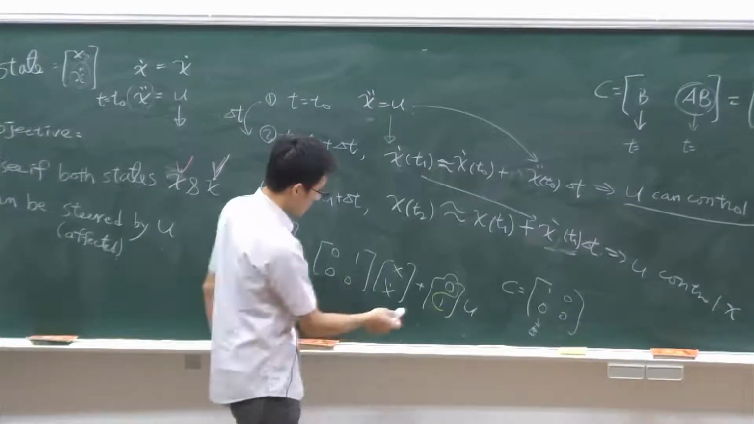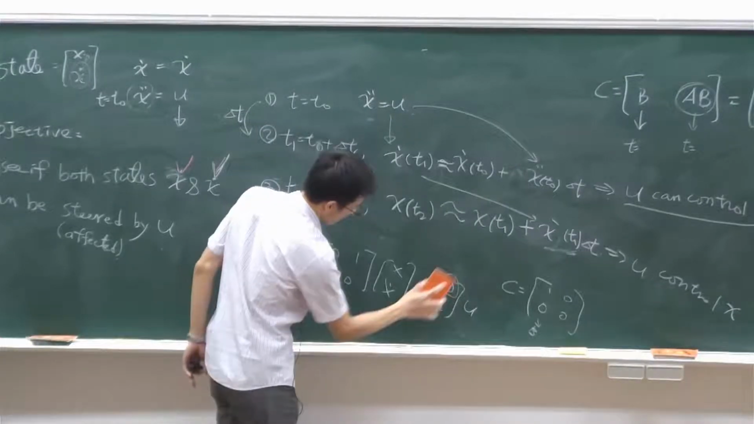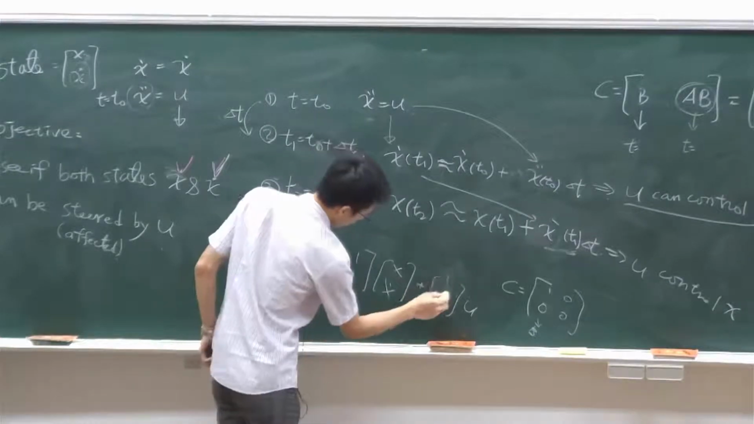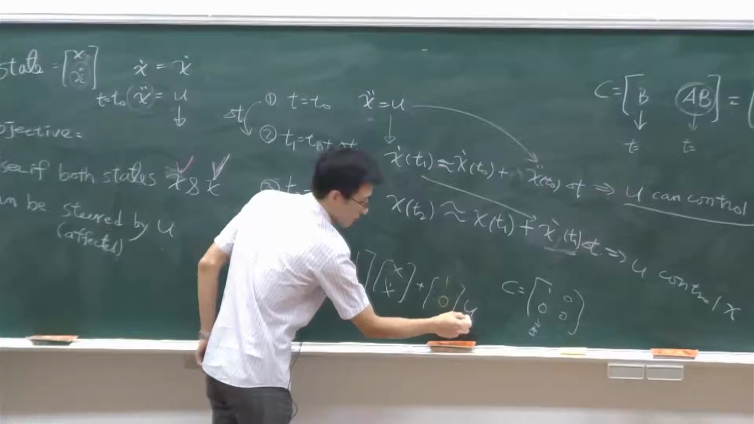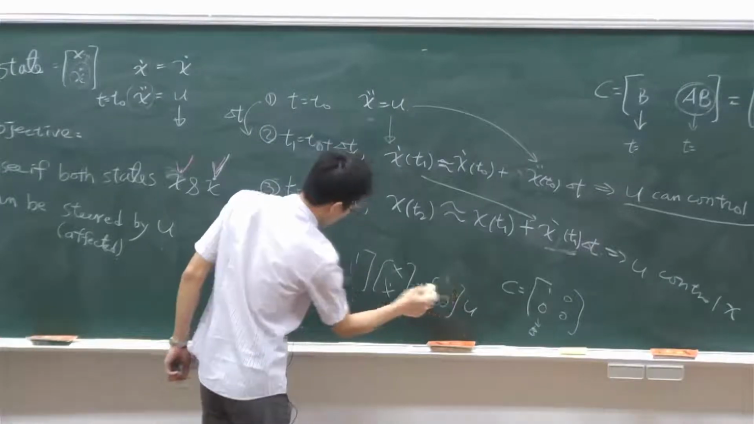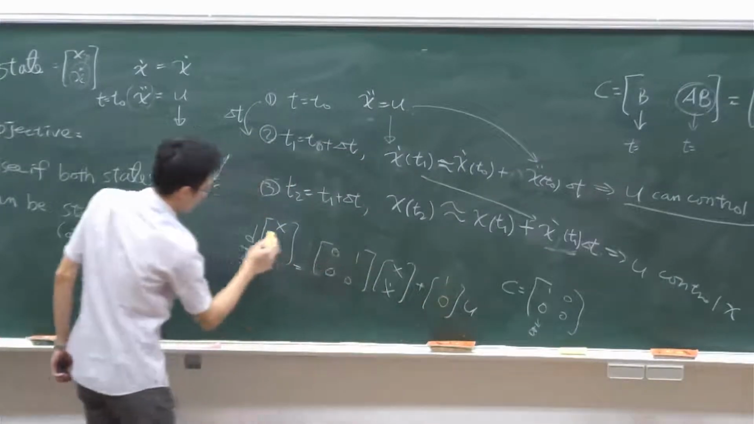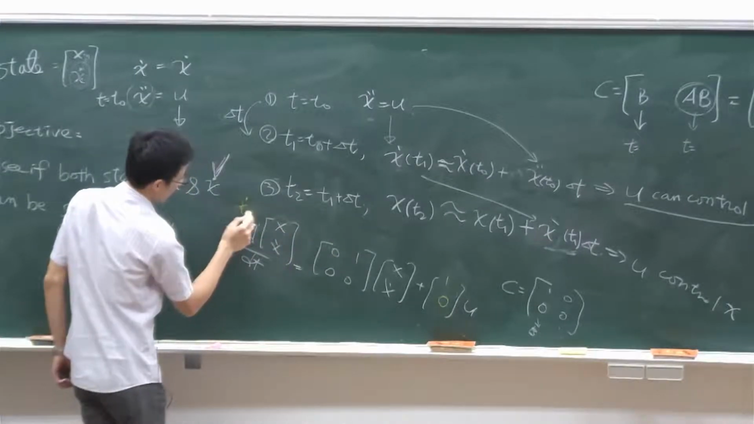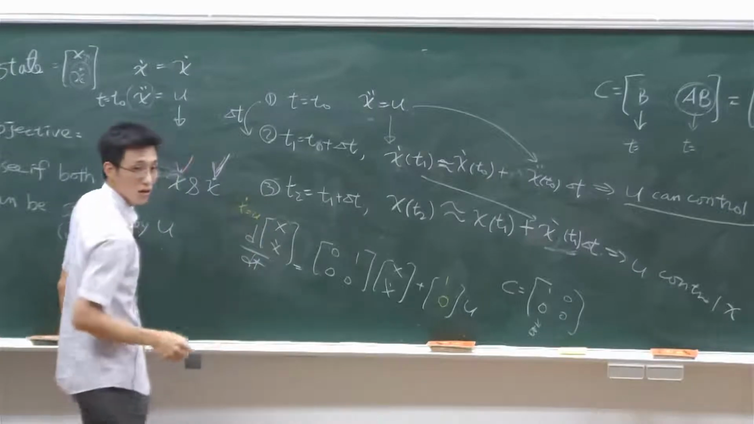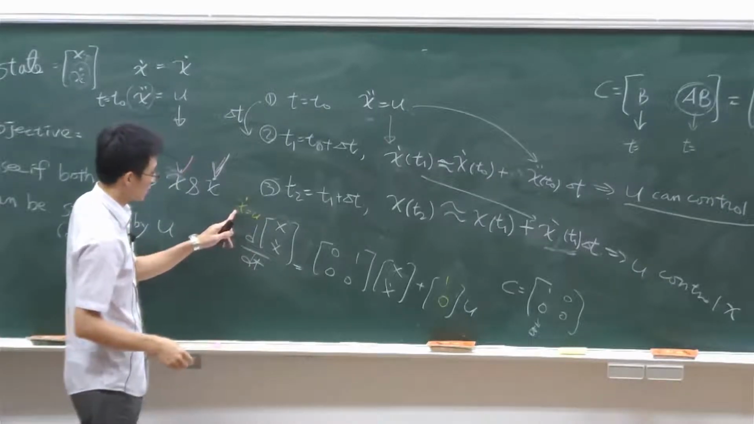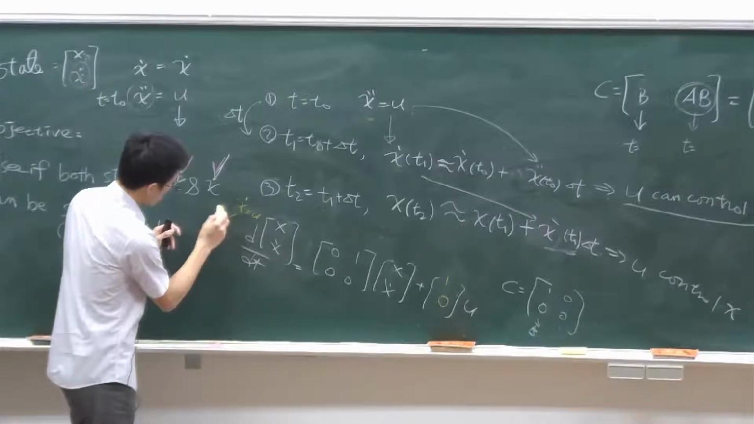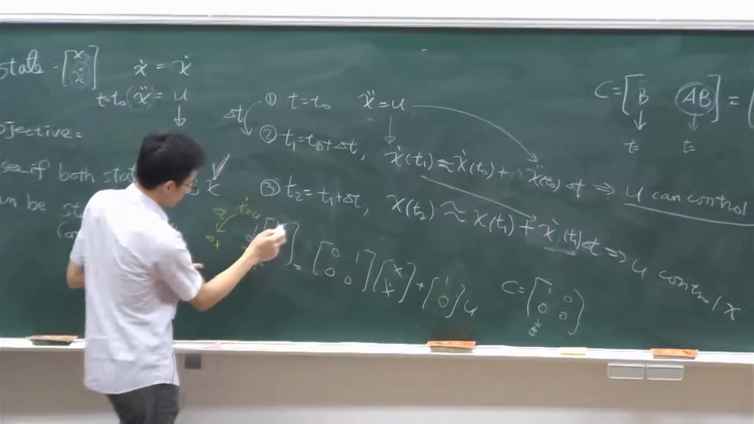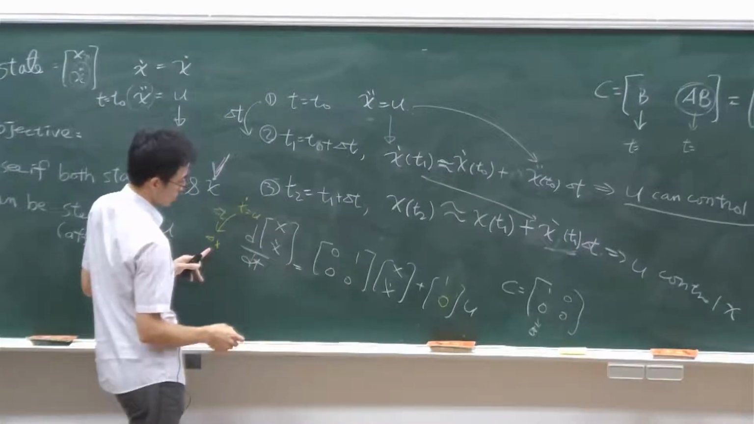The reason is when you swap this 0 1, it becomes 1 0. When it becomes 1 0, the control affects the first equation, right? So you affect x dot, right? You affect x dot. So as t goes, x dot changes x. So this x will be changed.